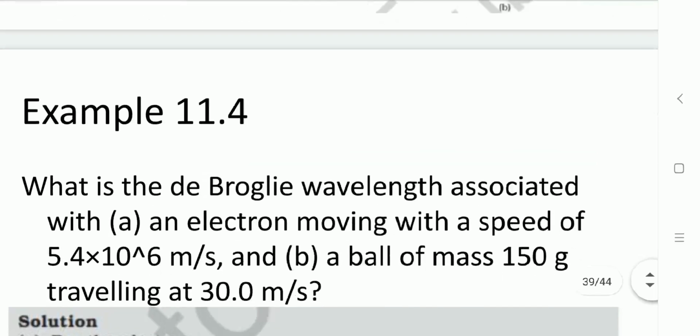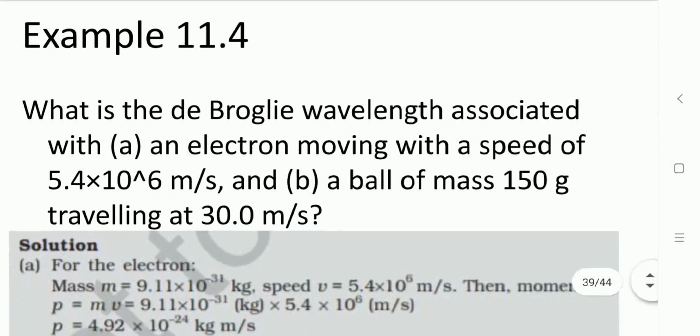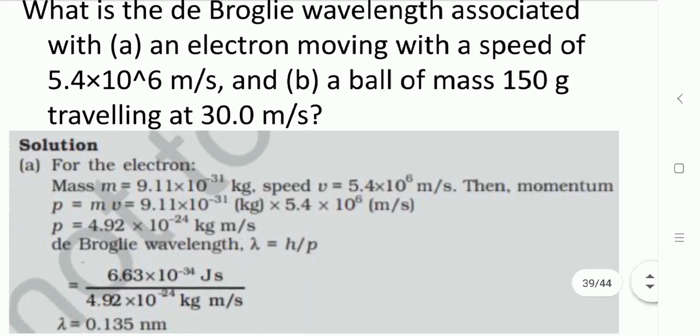Now let us focus on an example. What is the de Broglie wavelength associated with an electron moving with a speed of 5.4 × 10^6 meter per second, and a ball of mass 150 gram traveling at 30 meter per second? Here we need to determine this wavelength value. For that, the mass of the object and its velocity are given. In the first case, the electron mass is 9.11 × 10^-31 kilogram, and its speed is given as 5.4 × 10^6.